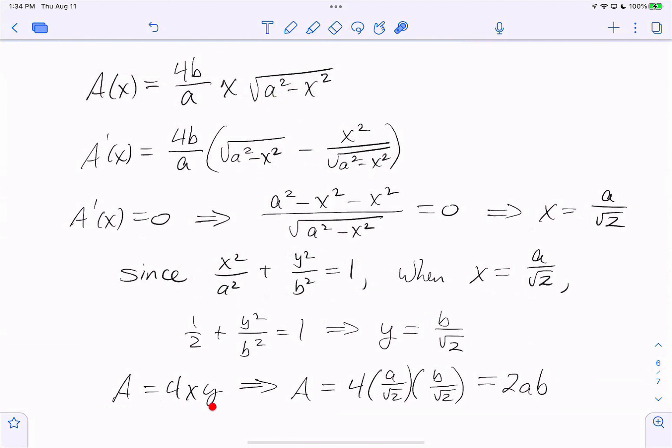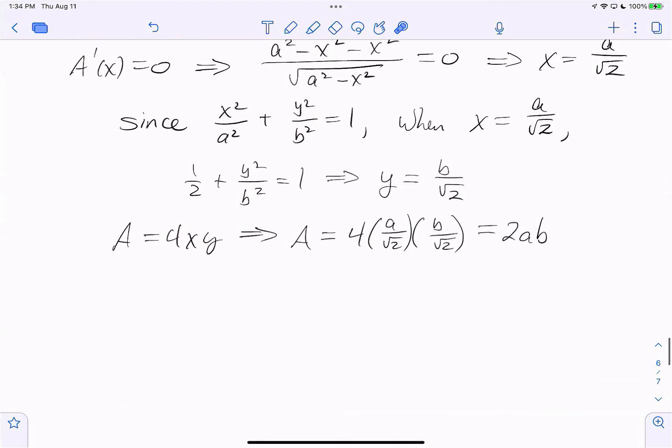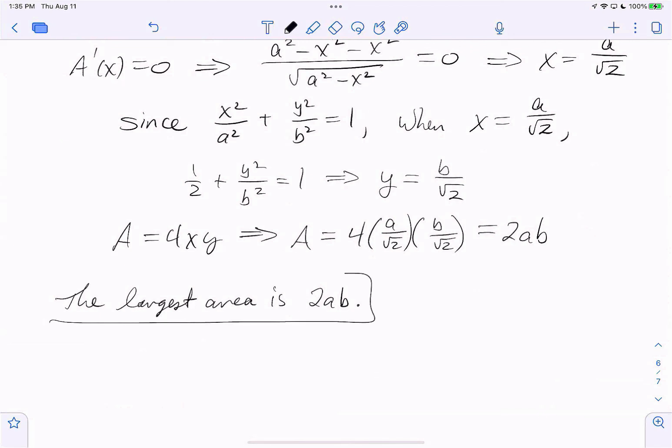Substituting those values in place of x and y in our expression for the area of the rectangle, we get that the area is equal to 2ab, which is kind of nice because up here at the derivative, it was looking kind of bad. And this is a really elegant answer. So the largest area is 2ab.